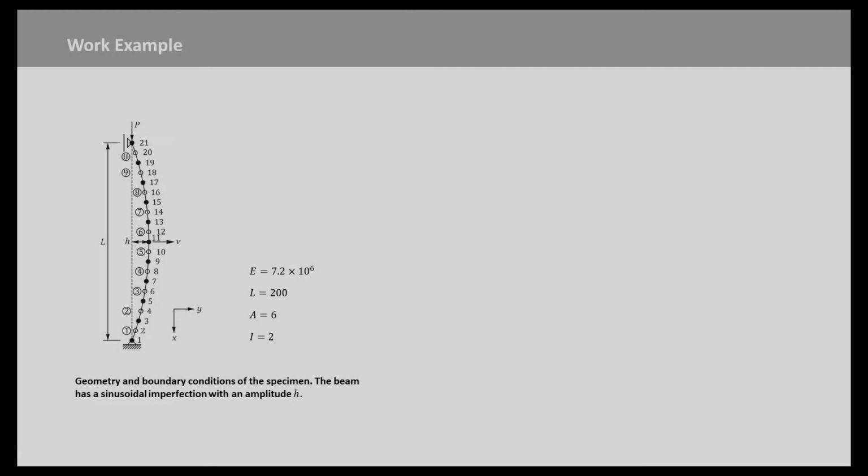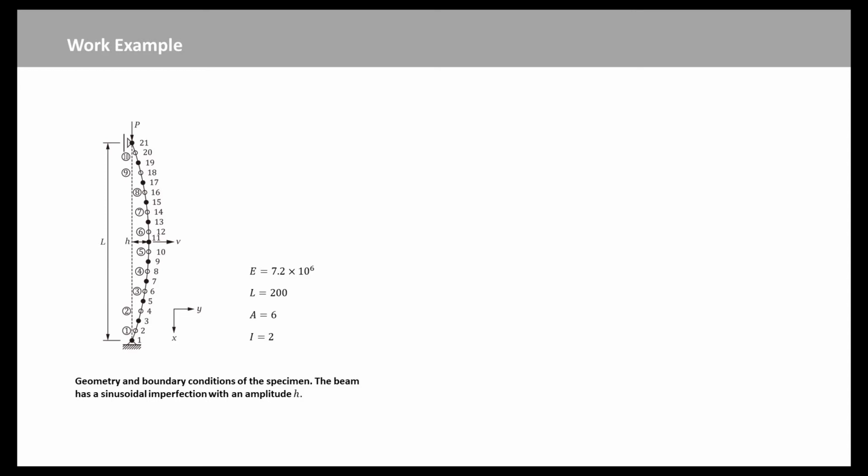functions. The performance of the Kirchhoff beam element is now demonstrated through the simulation of the simply supported slender column shown in this slide. The column has length L equal to 200 and a uniform cross-section with an area A equal to 6 and a moment of inertia I equal to 2. The Young's modulus is E equal to 7.2 times 10 to the 6th power. Both ends of the column are simply supported and the column is loaded by a point load P.